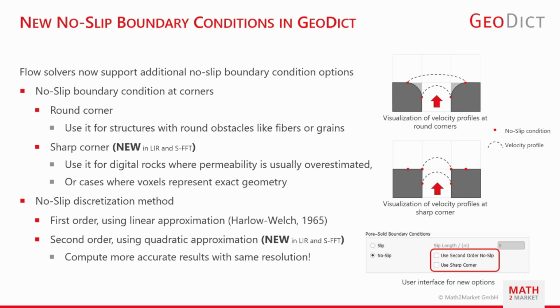The other feature that we have implemented is that now we have the option between choosing first and second order discretization of the no-slip boundary condition. Previously we used a first order approximation to enforce the no-slip boundary condition at the walls. Now you can also choose a second order approximation, which gives you more accurate results without more runtime and without using more memory.